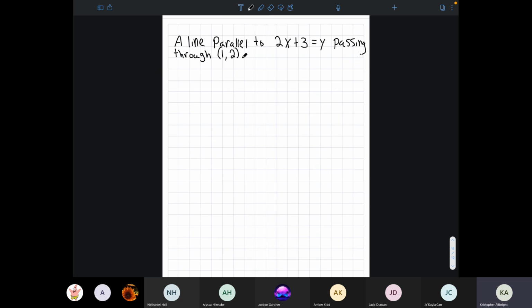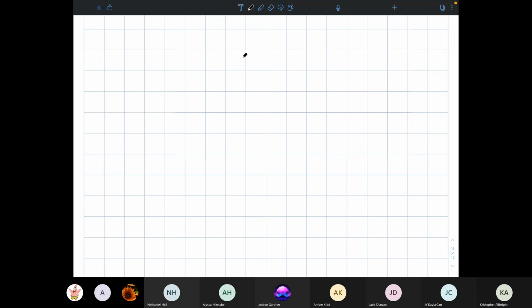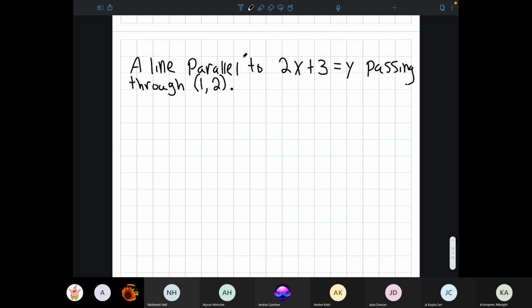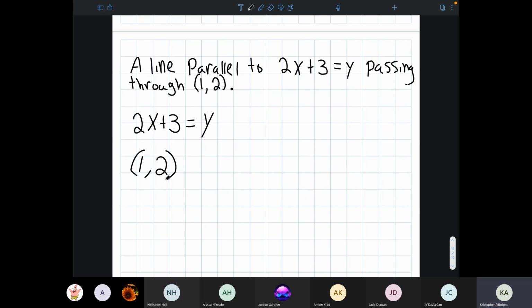Okay. So if we look at this, I like writing all my information in one spot. We have 2x plus 3 equals y, and we have 1, 2. So we don't have enough information to put it directly into a form yet. We need a slope. Did you go ahead and graph that? You don't need to graph it.